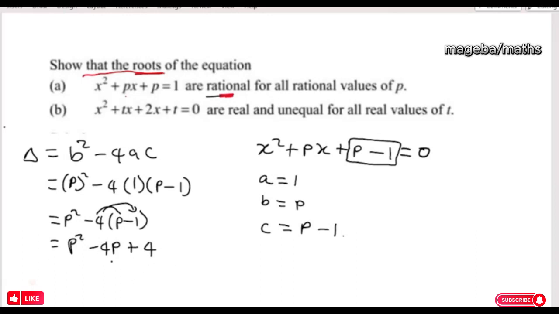Now we need to factorize this thing. How can we factorize this thing? It's going to be p minus 2 and then p minus 2. This negative 2 times this negative 2 gives us this positive 4, and then negative 2 plus negative 2 gives us negative 4. Now this thing, we can write as p minus 2 all squared, because it's just the same thing repeated twice.